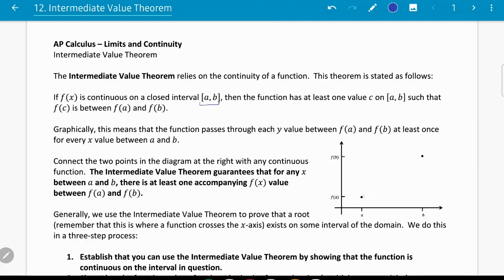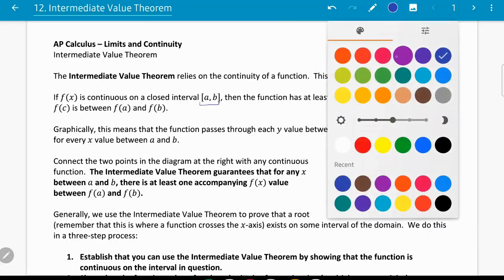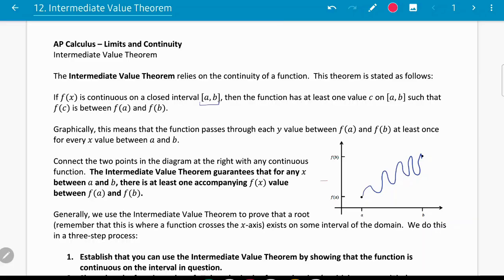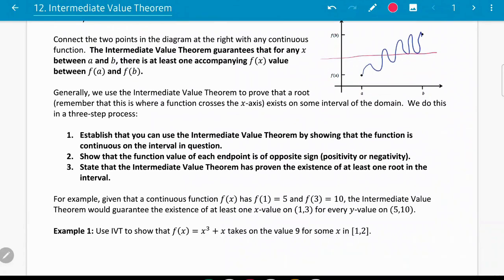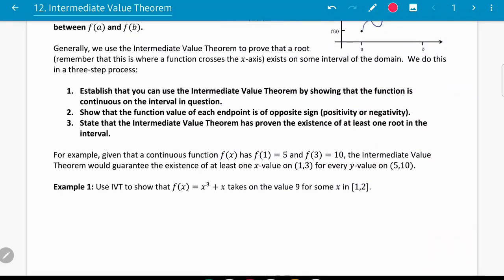So graphically, this means that no matter what my function looks like, if my function is continuous, my graph will pass through every value between a and b at least once. So, in order to work with IVT, we need to establish that we can use the intermediate value theorem by showing that the function is continuous. You need to show that the function value at each endpoint is, and back up.